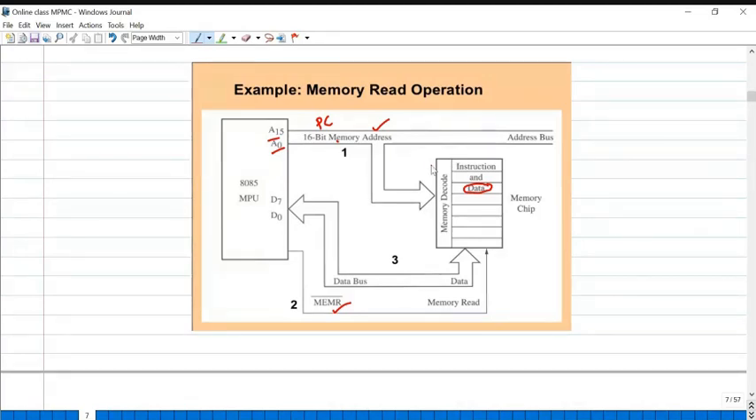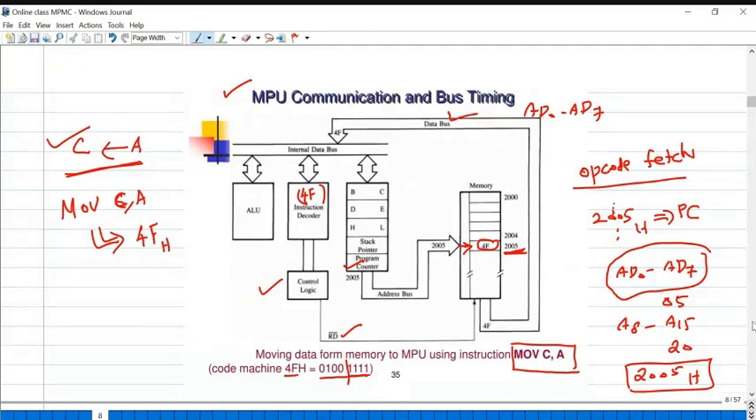During the T2 to T3 states, whatever data is available from the memory will be available on the data bus. So we have drawn the timing diagram corresponding to these operations. Similar thing: communication and bus timing.